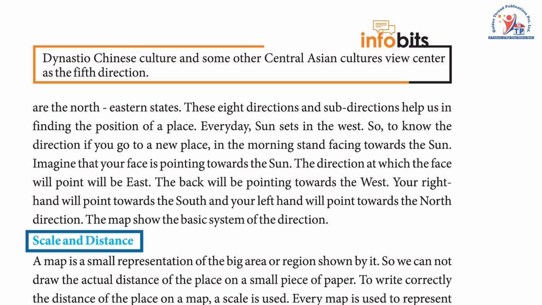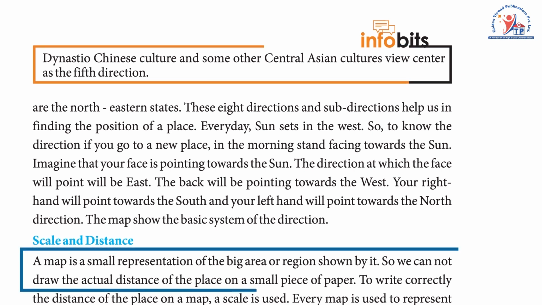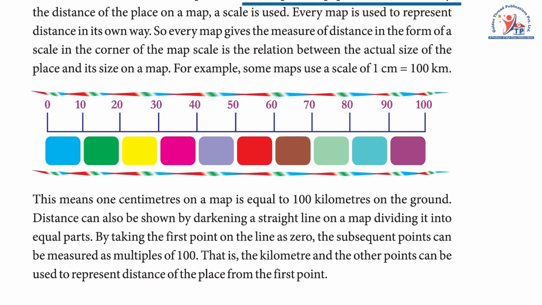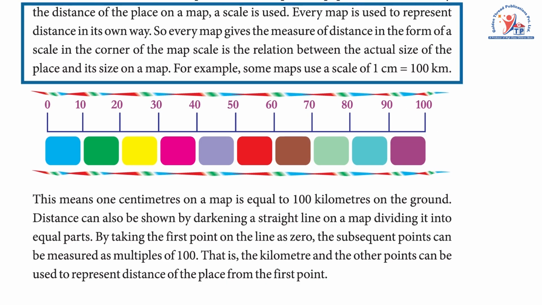Scale and distance. A map is a small representation of the big area or region shown by it. So, we cannot draw the actual distance of the place on a small piece of paper. To write correctly the distance of the place on a map, a scale is used. Every map represents distance in its own way. So, every map gives the measure of distance in the form of a scale.